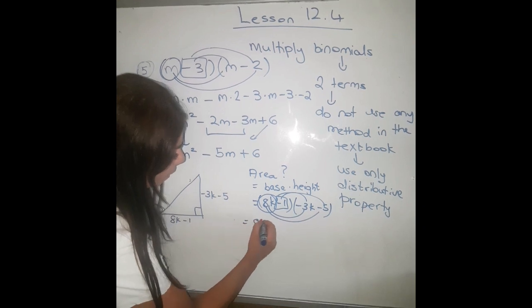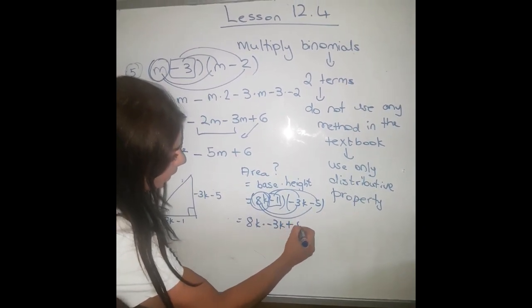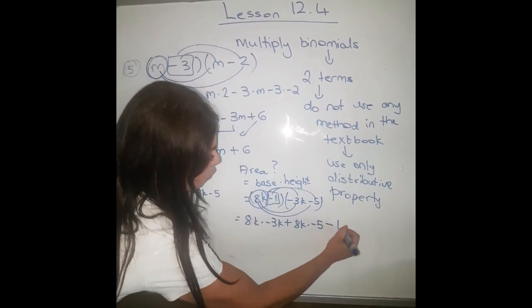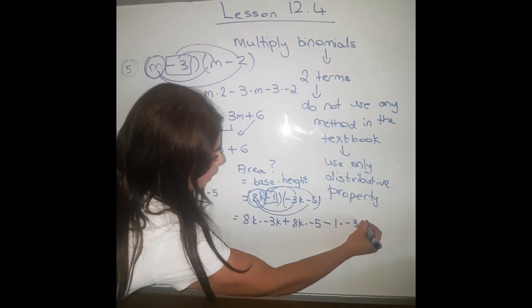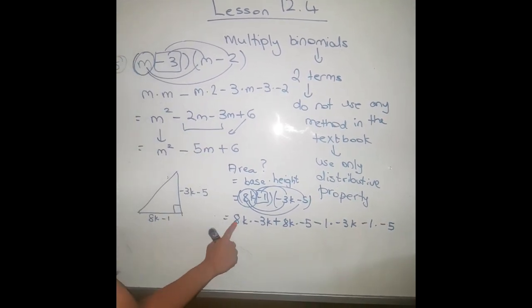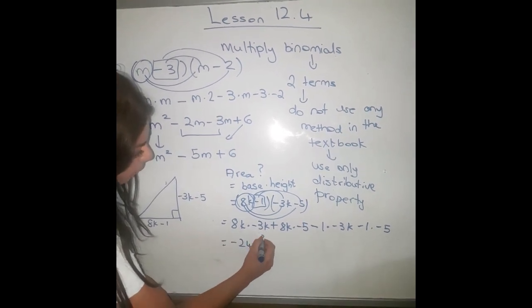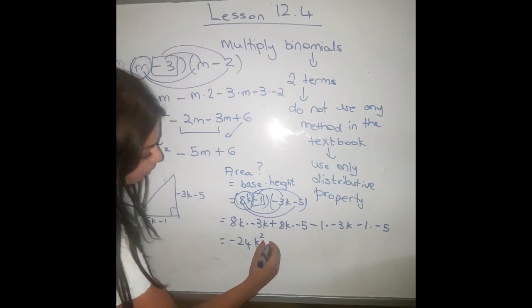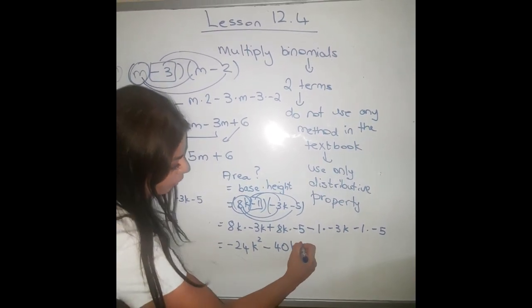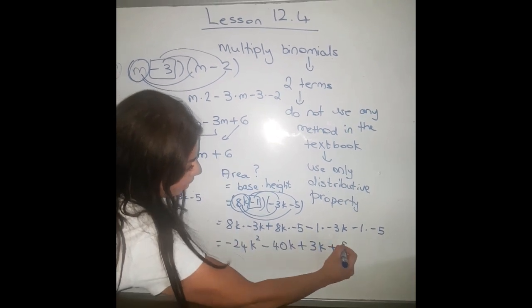So it is 8k times negative 3k plus 8k times negative 5 minus 1 times negative 3k minus 1 times negative 5. Now, 8 times a negative 3 is a negative 24. A k and a k is a k to the second. 8k times a negative 5 is a negative 40k. Negative 1 times a negative 3k is a plus 3k. Negative 1 times a negative 5 is a plus 5.